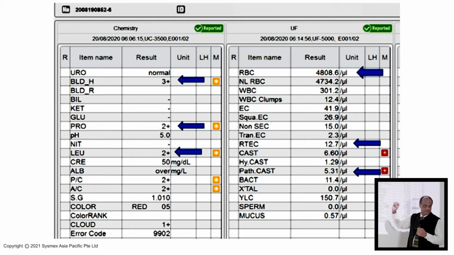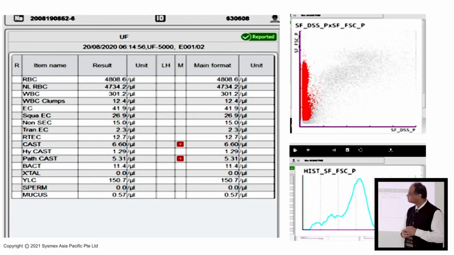Because of the mixing of the blood, the RBCs are now 4000, and you have additional renal tubular epithelial cells. You also have some pathological casts, hyaline casts, which are also being flagged off here. So, let us see the histogram.